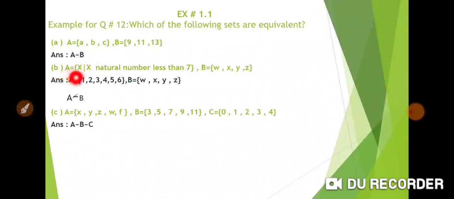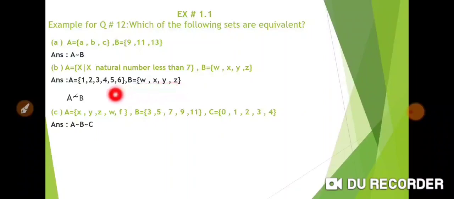Here we have the next example. A is equal to x such that x is a natural number less than 7, whereas set B is w, x, y, z. A is the set of natural numbers less than 7, so we write down the natural numbers less than 7, starting from 1, 2, 3, 4, 5, 6. And B set is w, x, y, z.